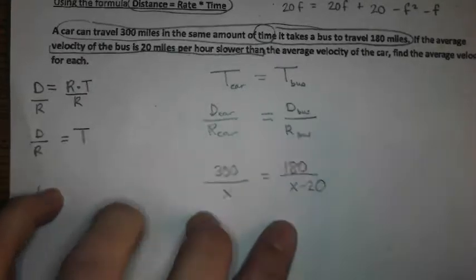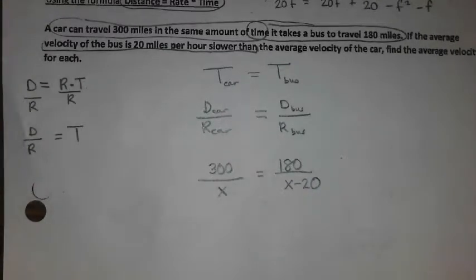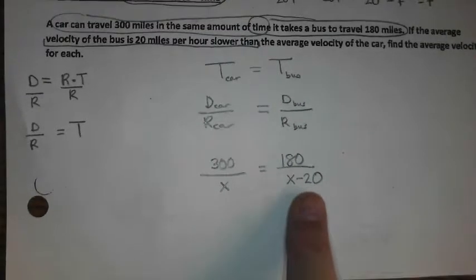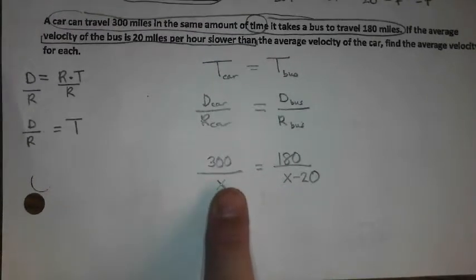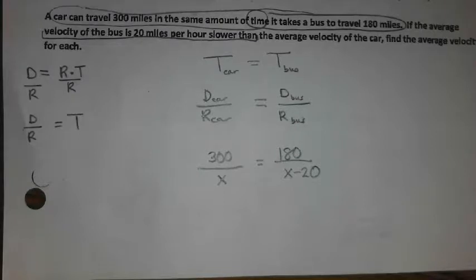Correct. So we don't know their exact rate, but we do know that the rate of the bus is 20 miles per hour slower than the rate of the car. Good? Now, is that easy to solve? Cross multiply, right? We're not going to do it. It's the setup that I'm concerned with. Are we good with that?